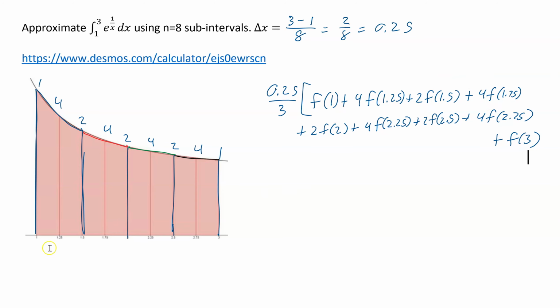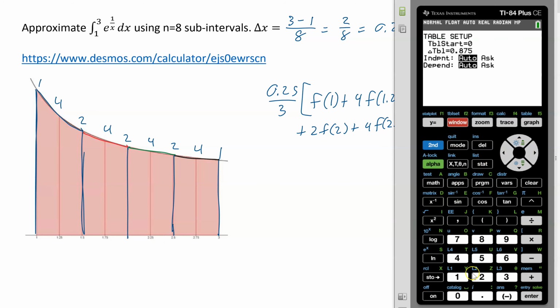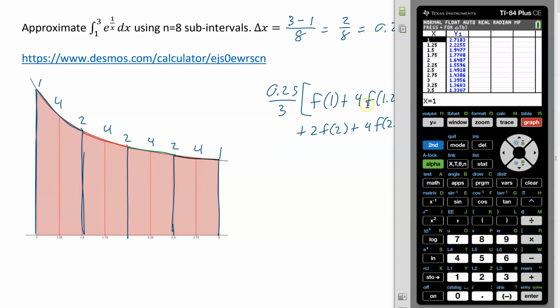And if you look at our picture, it's 1, 4 for the 1.25, 2 for the 1.5, 4 for the 1.75, 2 for the 2, 4, 2, 4, 1. And it checks very easily. And again, if you need those decimals entered, you can always use the table. So if we go to our table set, we're starting at 1 with a change in table of 0.25. And we can graph it. And if you don't want to put all these f in, you just enter these numbers into your calculator. It's your choice.